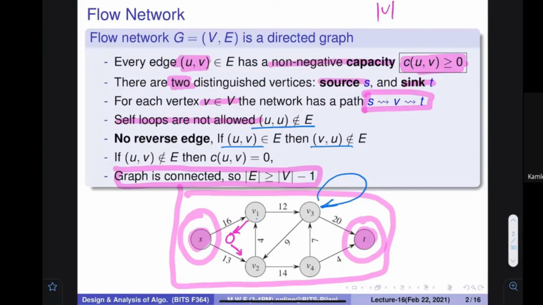Whatever number you tell me, I need at least that many edges, though they may also not connect. But my question is: if I have fewer than that number, then I cannot make that graph connected. So you know that this number is v minus 1.